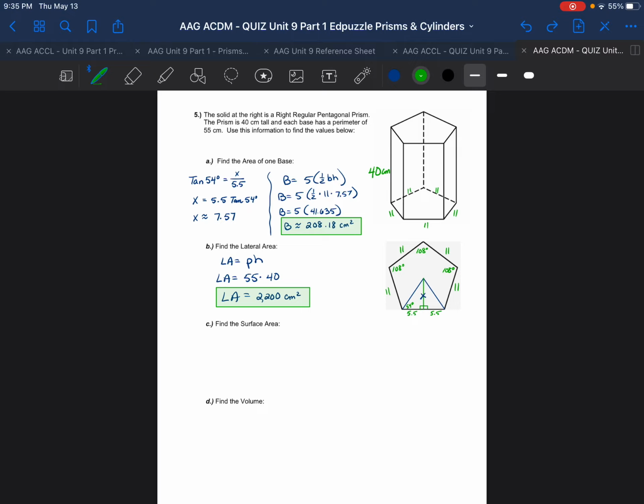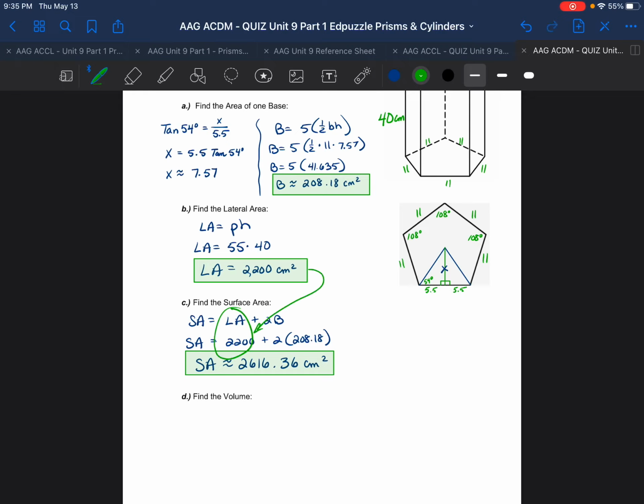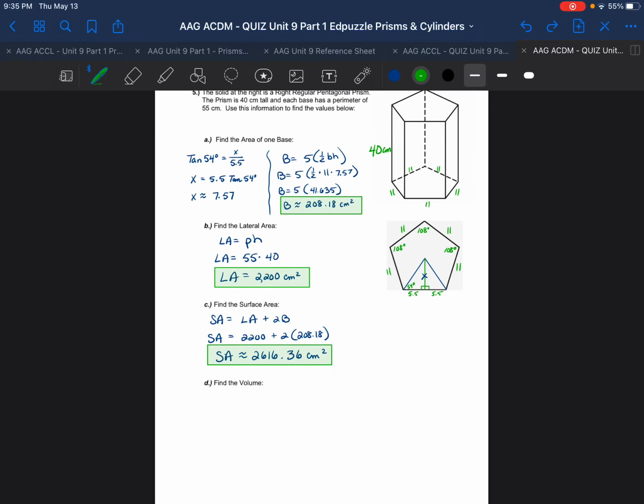All right, last 2 questions for the quiz, guys. Stay strong, all right? Find the surface area of the whole prism. The surface area of the whole prism is going to be found using the lateral area, which we just found was 2,200, right? You should be fixing your work. And then it's going to use 2 bases, 2 208.18s. So your total surface area will be 2,616.36 centimeters squared.